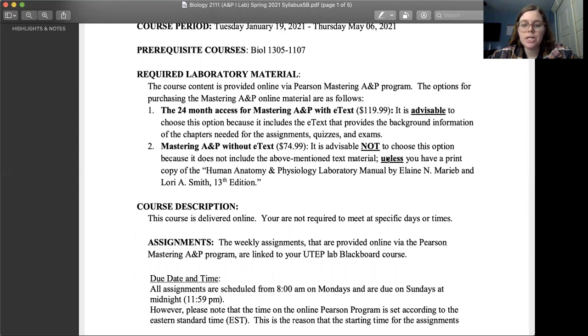This is especially if you have an older brother or sibling, something like that, that already took the course and they have their lab manual still. So you borrow it from them or you buy it from them at a much cheaper cost, or you find it somewhere cheaper. And it winds up just being 75 instead of the 120. But those are the two options. You do need the Pearson account. There's no way you can do the course without it because it has the assignments.